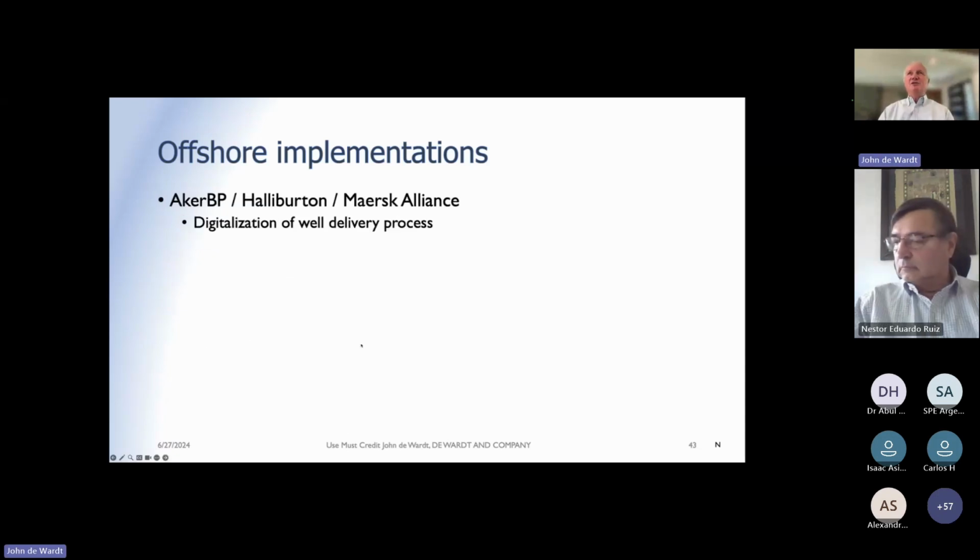And then offshore implementation, another one is Aker BP, Halliburton, and Maersk. And as I said earlier, this is something to really watch because they've driven digitalization of their well delivery process. And they've gone from 3 months' time to deliver a well program to under 2 weeks. And they're now actually scaling that up to digitalization of field development planning.